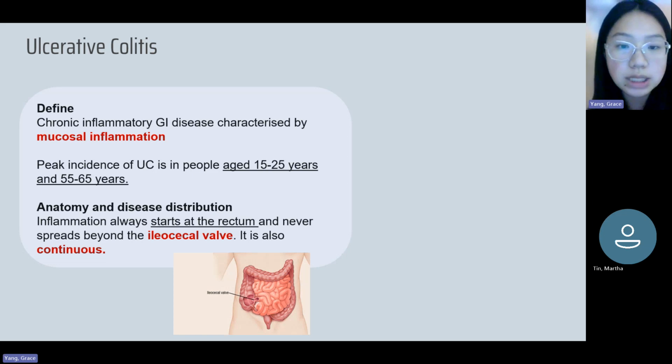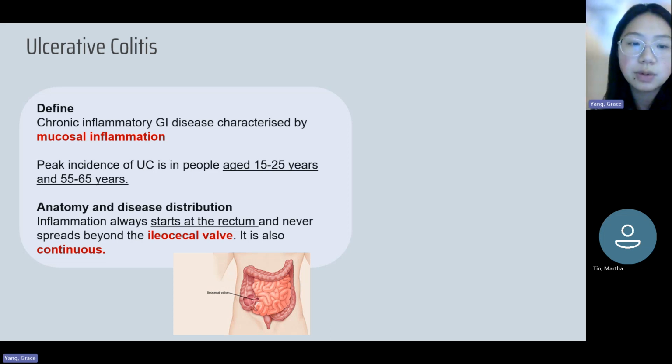So the inflammation always starts at the rectum, and it never spreads beyond the ileocecal valve. And the disease is also continuous, unlike Crohn's, which can have skip lesions.